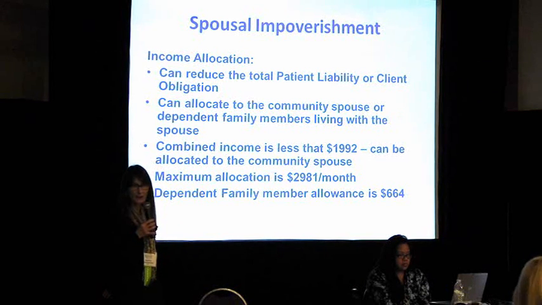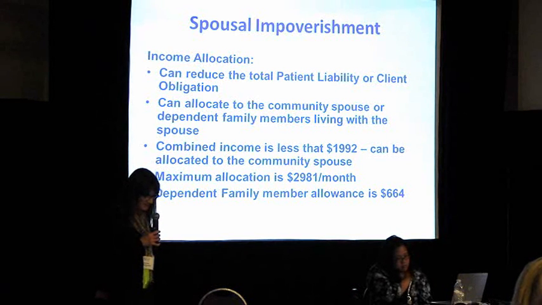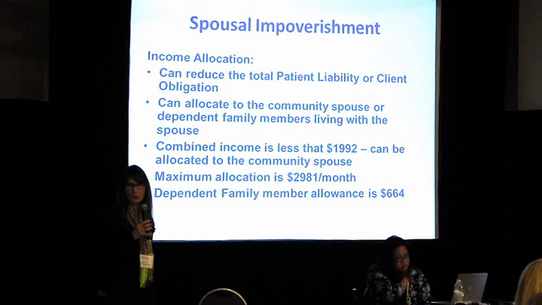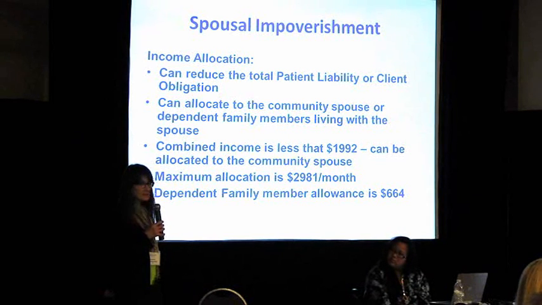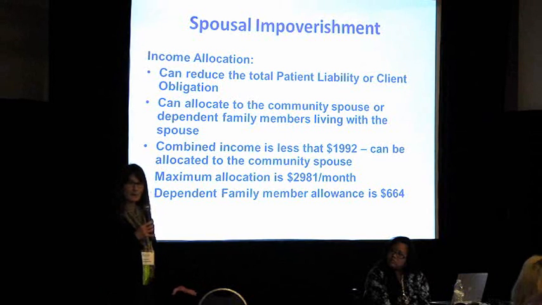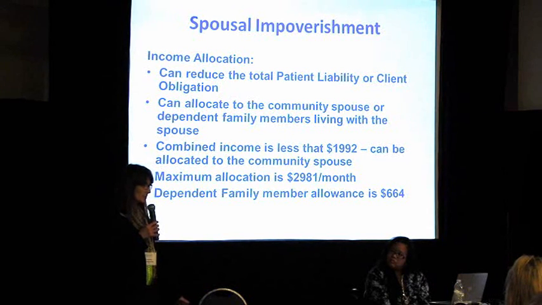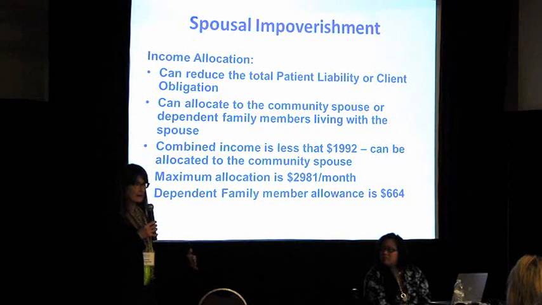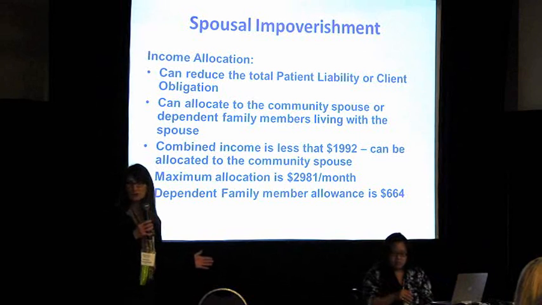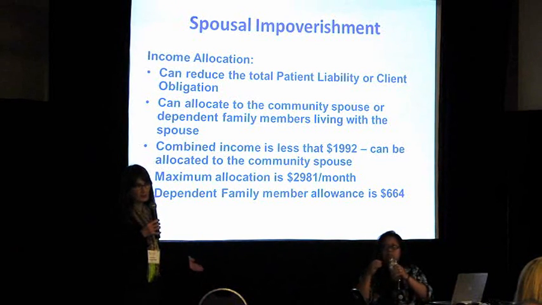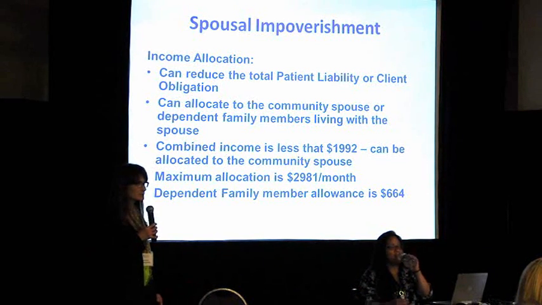For those with a little bit higher incomes, you can go up to $2,981 as the maximum that you can allocate. So they can have pretty high income. And then the dependent family member allowance is $664. So sometimes we'll see young folks where maybe the community spouse is still working, so her income might be above these limits, but maybe there's a dependent family member, a child, who is not making up to $664, so you can allocate up to $664 to the dependent family member, even if you're not allocating to the community spouse.